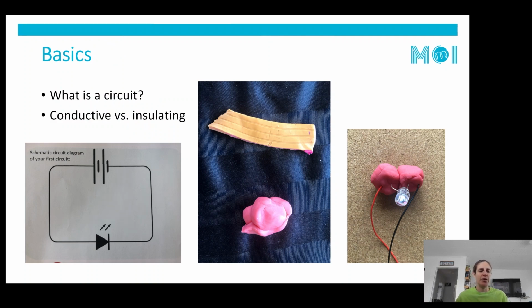So, start off with the basics of electronics and what a circuit is. A circuit is a flow of electricity. It comes from the positive side of the battery and it flows through each of your cables, through the LED or the motor, and then round until it gets back to the negative.